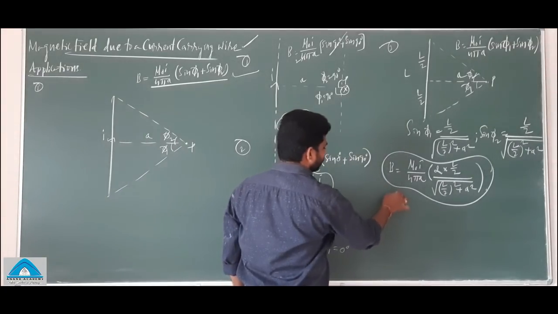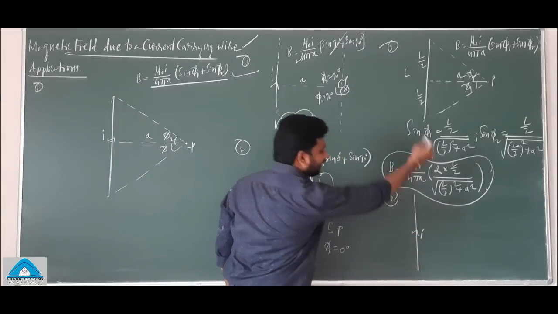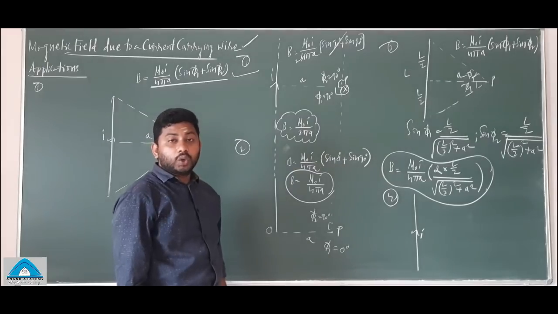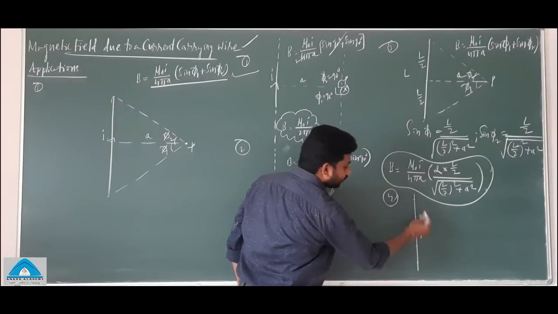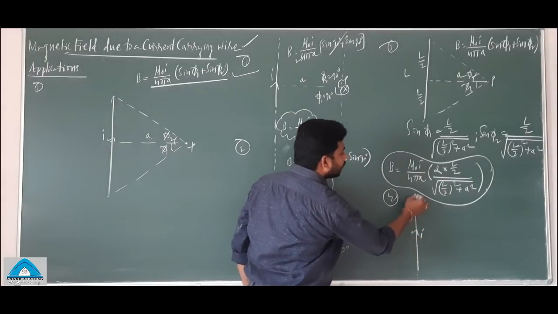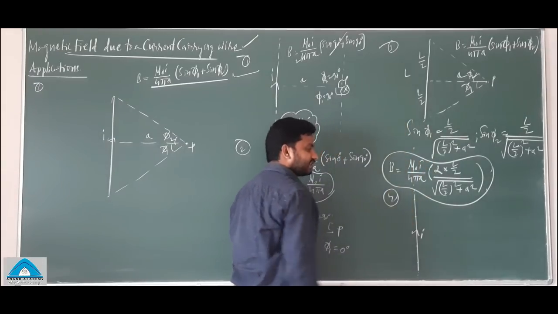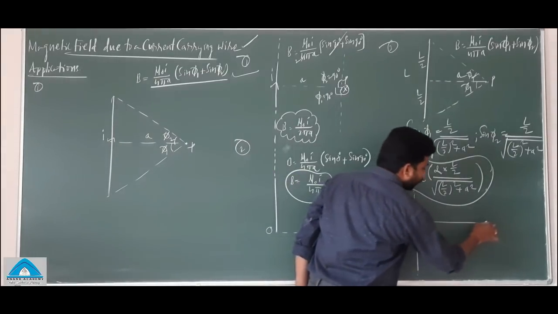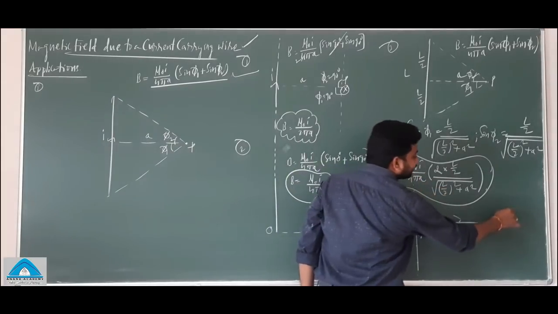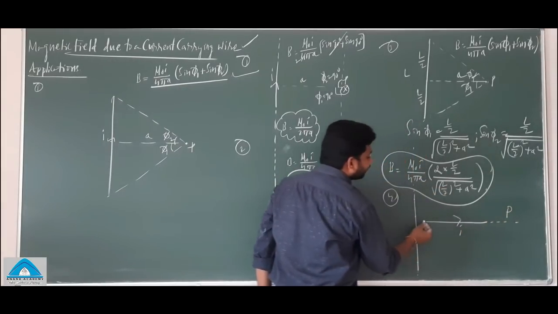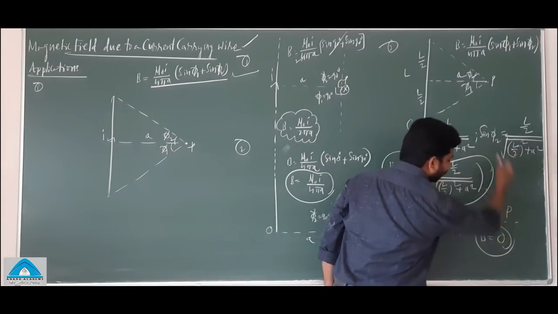The fourth one is very simple. This is the wire in which the current I is flowing, right? The point of consideration is here on the axis. You can see here, this is the axis. Again, I am telling you, this is the wire in which the current I is flowing, and the point of consideration is here. If the point of consideration is on the axis of the current carrying wire, then the magnetic field at this point is 0.